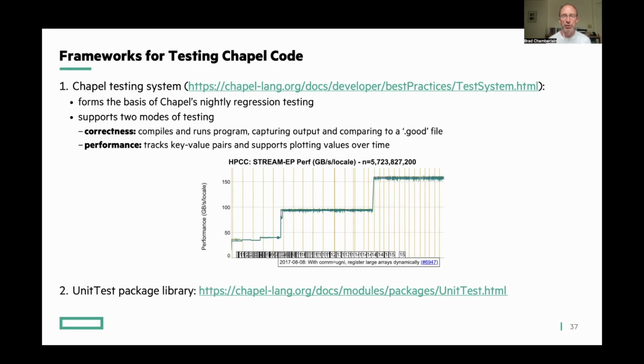This system supports two modes of testing. There's correctness testing, where we compile and run a program, capture the output of the compiler and the program, and compare that to an expected .good file. If they match, it passes. If they don't, it doesn't.